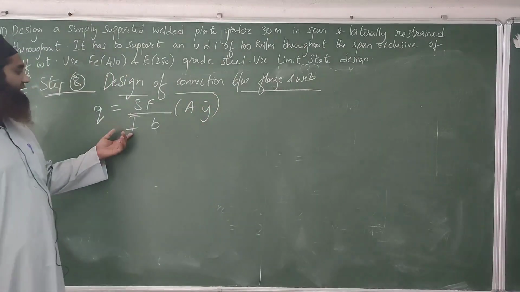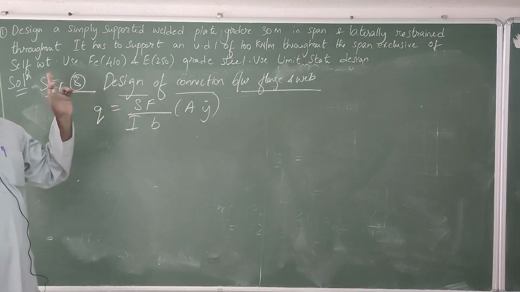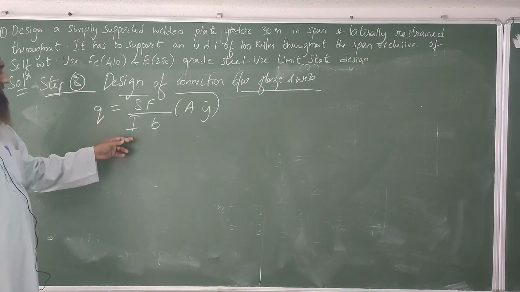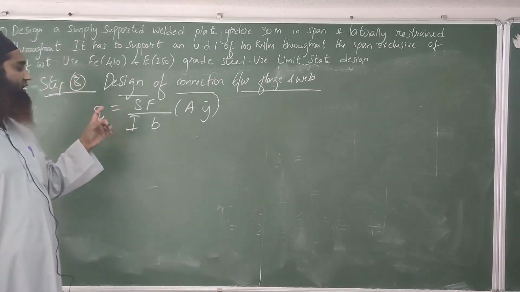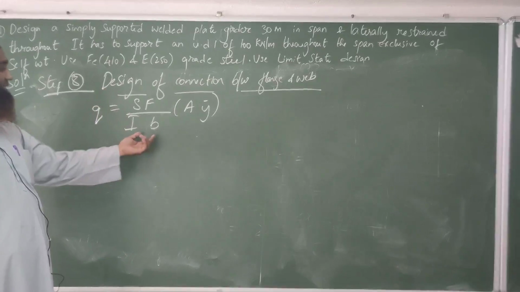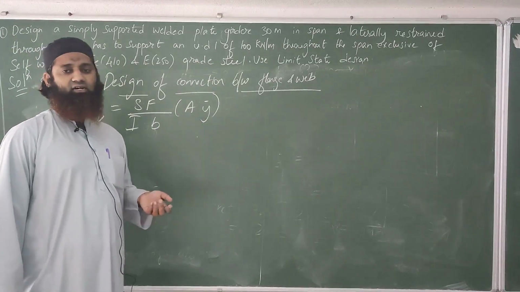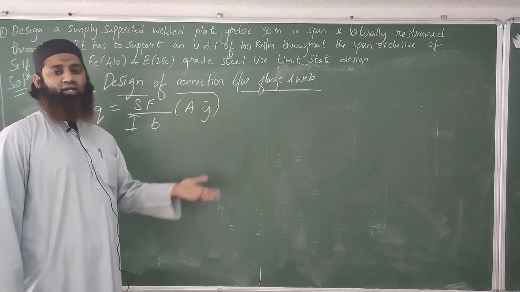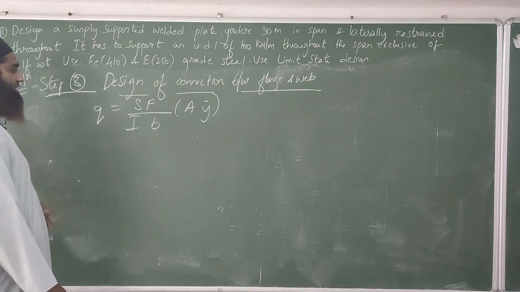Shear force is the VU which we had calculated in the starting, and I is the moment of inertia. B is 1 mm width we will be taking here for the connection. How it should get connected, that will be 1 mm, and A is the area of the web here, and Y is the closest distance from the centroidal axis. We'll just check all these values here.